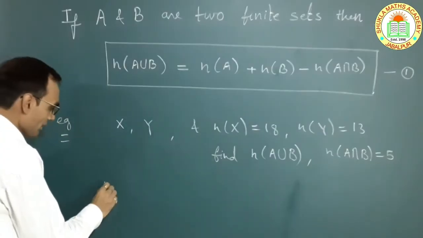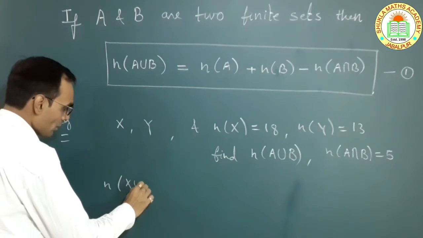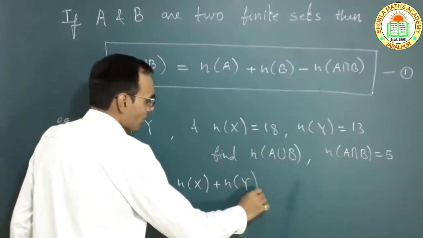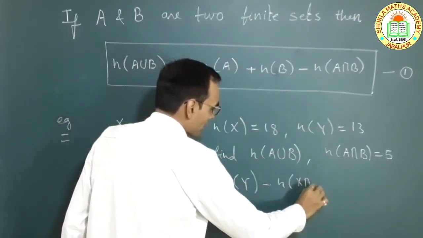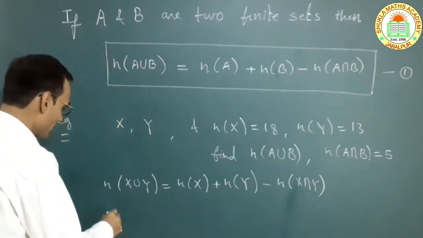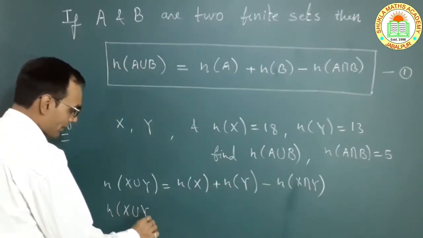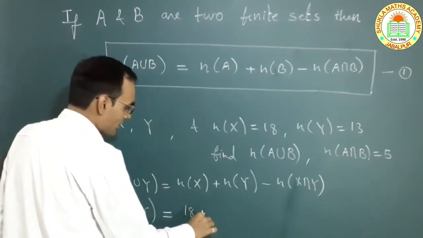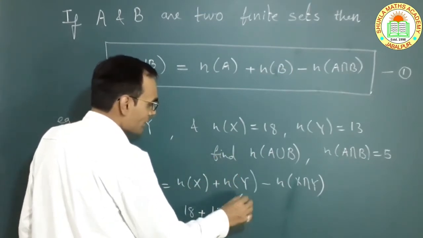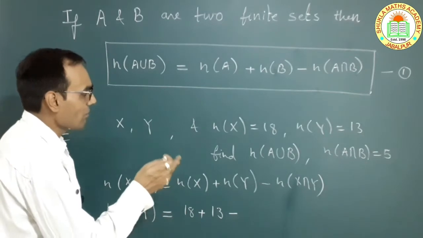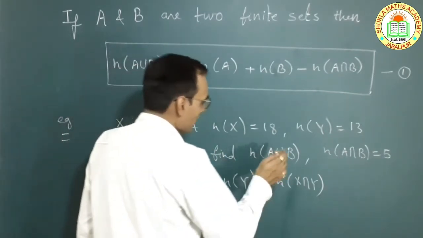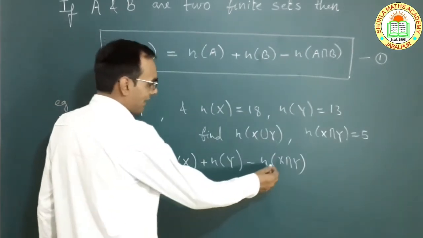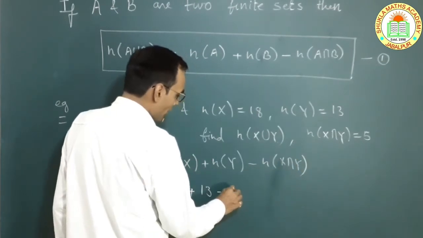So our formula becomes: n of x union y is equal to the number of elements in x plus the number of elements in y minus the number of elements in x intersection y. Now we have to find the number of x union y. So take it as it is and put in the remaining values. The number of elements in x is 18, plus the number of elements in y is 13, minus the number of elements in x intersection y, which is given as 5.